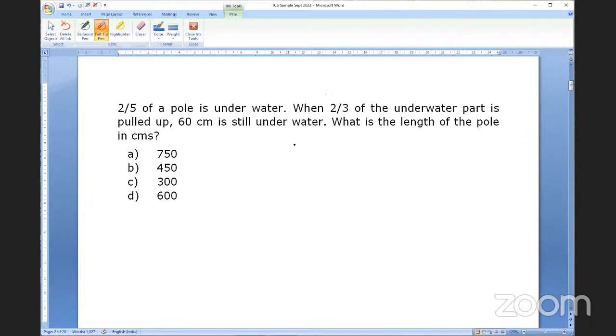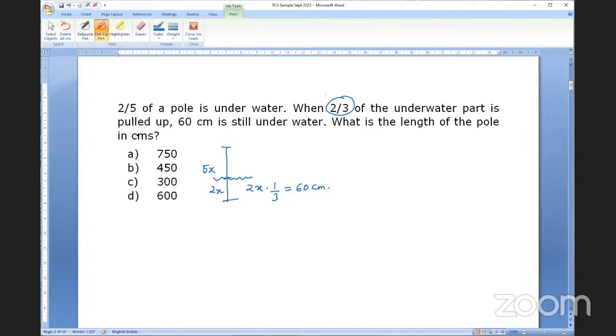Okay, let's check. 2/5 of a pole is underwater. Let the total length or height of the pole be 5x. Then 2/5 of 5x is 2x. This is underwater. When 2/3 of the underwater part is pulled up, 60 centimeters is still underwater. Since 2/3 is pulled up, only 1/3 is left underwater now. That means 2x times 1/3 is equal to 60 centimeters.